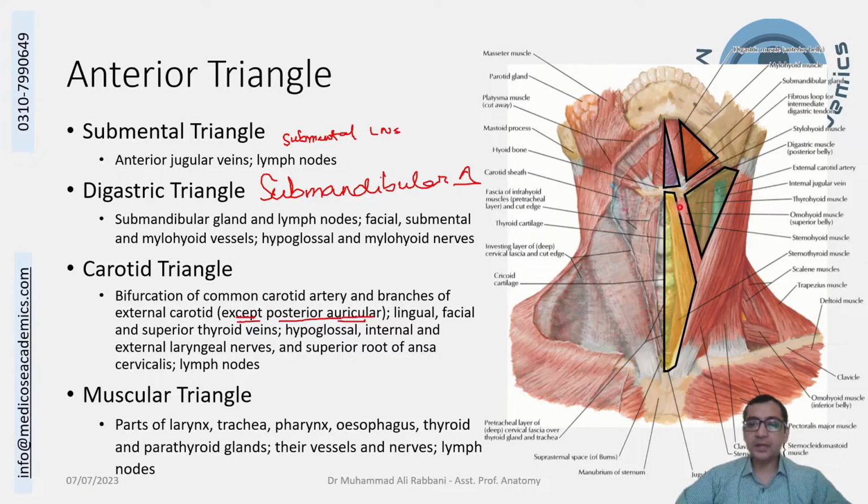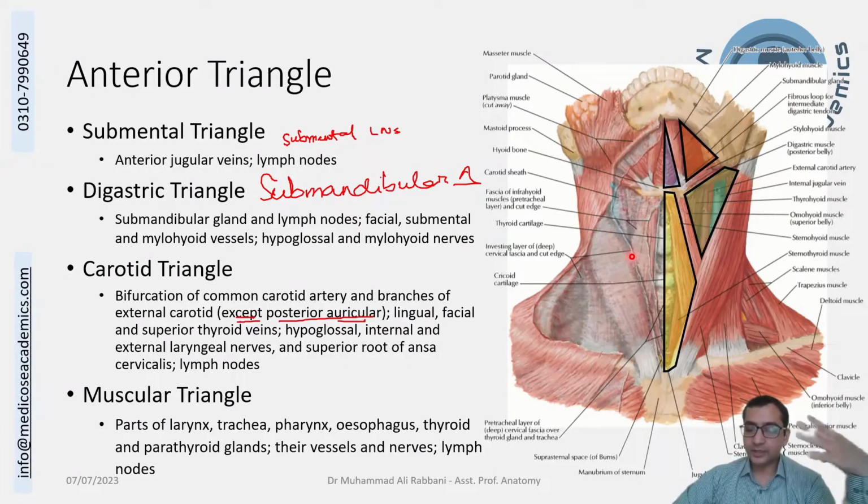Muscular triangle: just remember the digestive tract, the respiratory tract, and the viscera in front of it. The respiratory tract will include larynx above, trachea below. The digestive tract will include pharynx above, esophagus below.